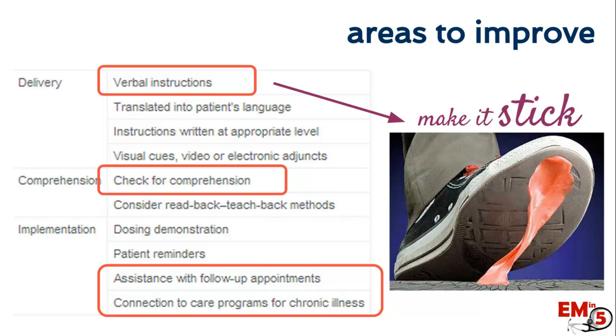You can also check for comprehension by asking them, give them a little quiz. Well, what day are you going to come back for? When's your follow-up visit? What symptoms are bad that you should come back for? And also try to just give them some assistance with follow-up appointments, or connect them to a care program if they have a chronic illness.